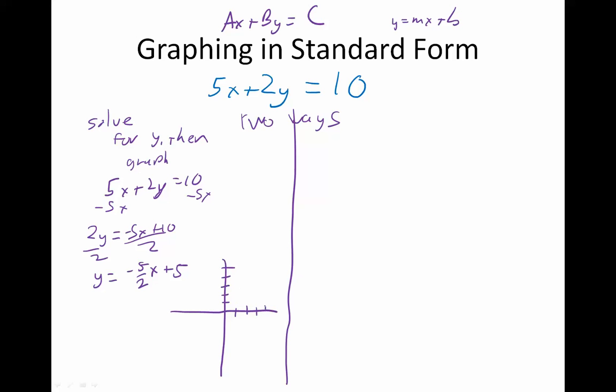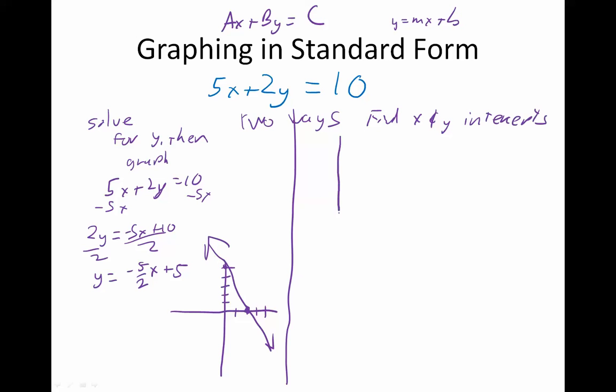So we have a y-intercept of 5, so we start here. And then my slope is negative 5 over 2. That's telling me to go down 5, right 2. So that would be my line. If you are comfortable solving for y, this is a great way to do this. The other way that you can do it is to find x and y intercepts.